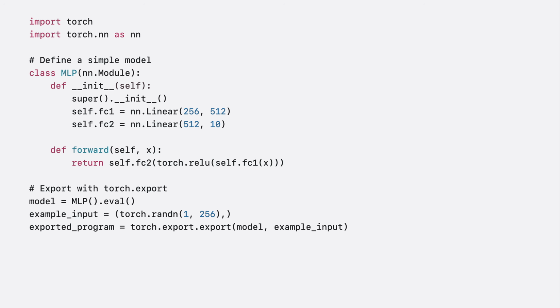I will walk you through a quick example. Here, I have a neural network, 2 linear layers with a ReLU activation, standard PyTorch. Then I run torch export. I pass the model and an example input, which gives me an exported program. This exported program is the starting point for Core AI conversion. It captures the full computational graph, weights, operations, and shapes in a format that Core AI Torch can work with.